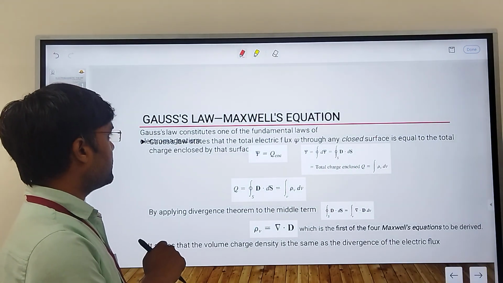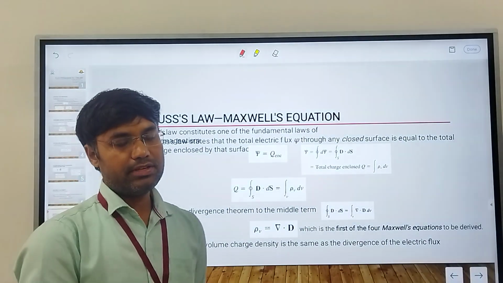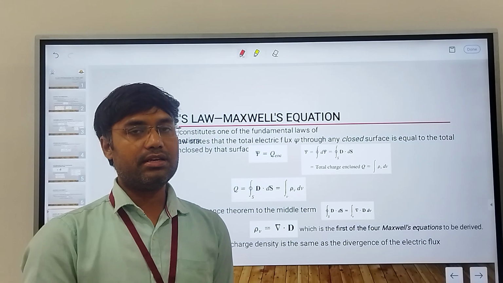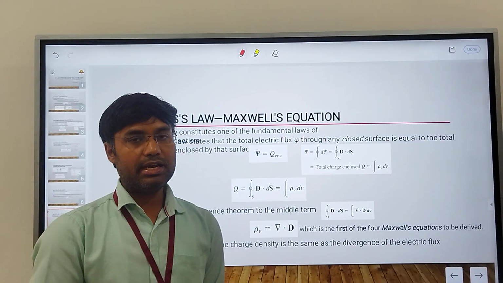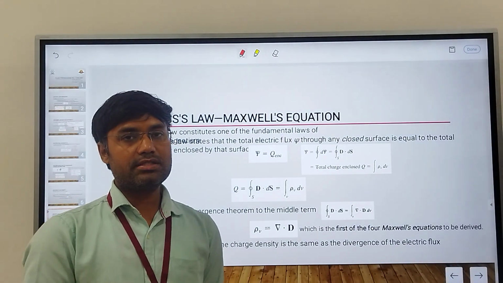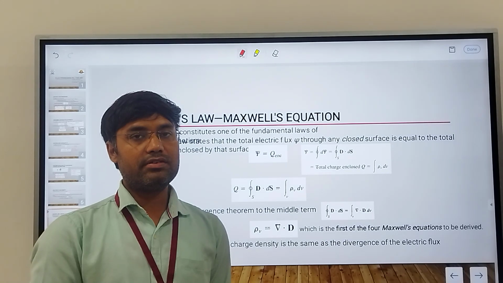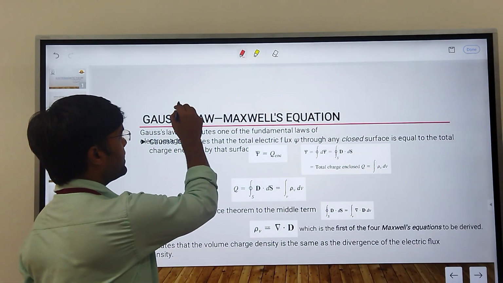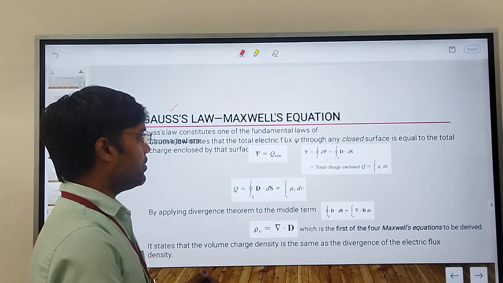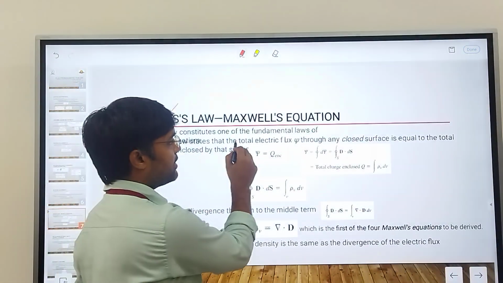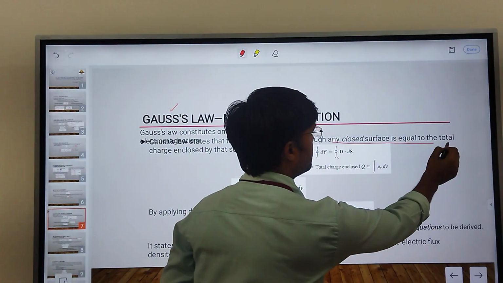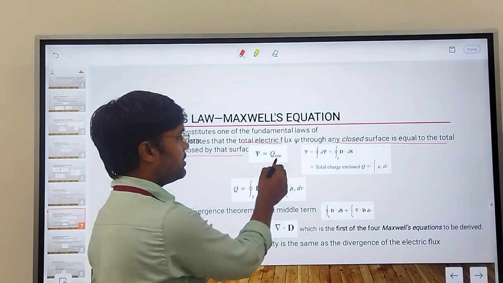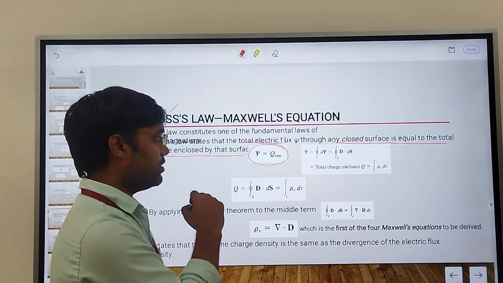Next, we will discuss Gauss law, or Maxwell's equation. There are in total two Maxwell equations for electric fields and two Maxwell equations for magnetic fields. In this lecture we will discuss only the two Maxwell equations of electric fields. The first Maxwell equation is expressed by Gauss law. Gauss law states that the total electric flux passing through any closed surface is equal to the total charge enclosed by that surface. So this is the statement of Gauss law.